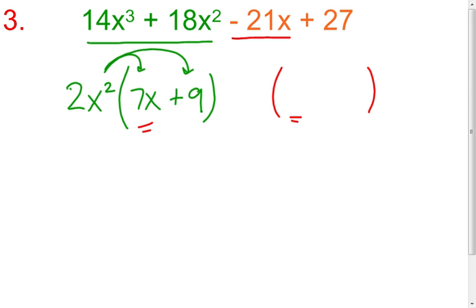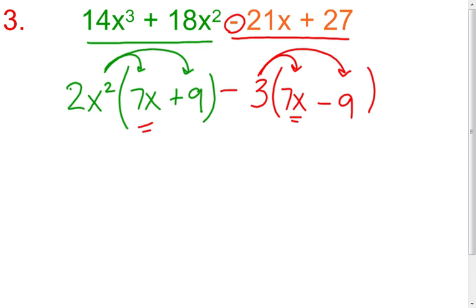So I want to look at what I can pull out of here. And when I pull this out, so that that first term can be positive 7x, I'm actually going to pull out a negative 3. Okay? Notice this is negative, which means you're typically going to pull out a negative. So negative 3 times 7x gives me negative 21x. And negative 3 times negative 9 gives me 27.